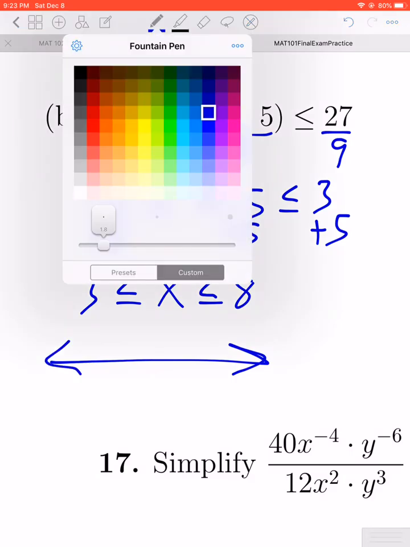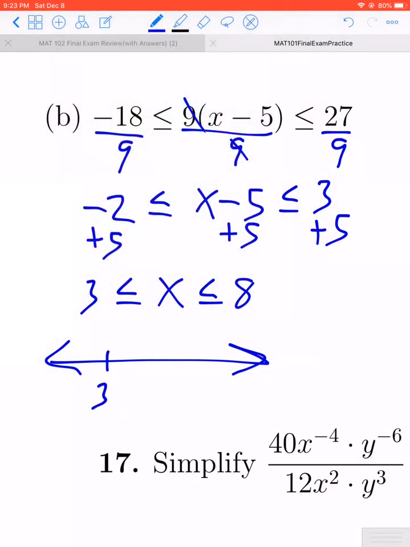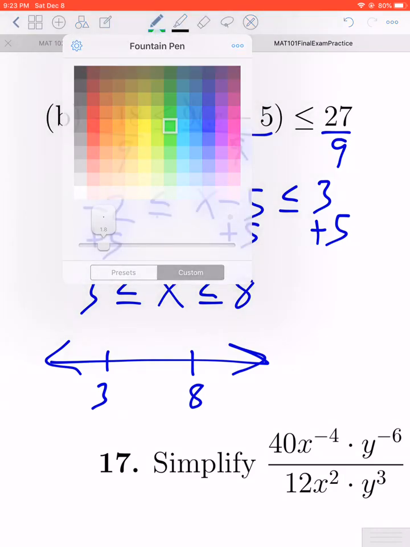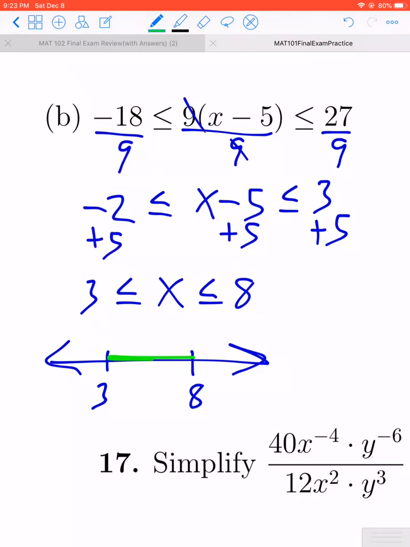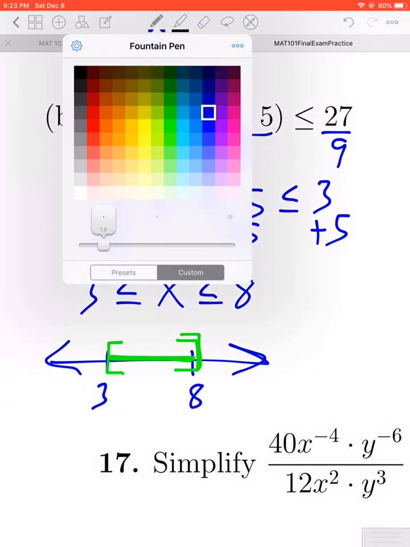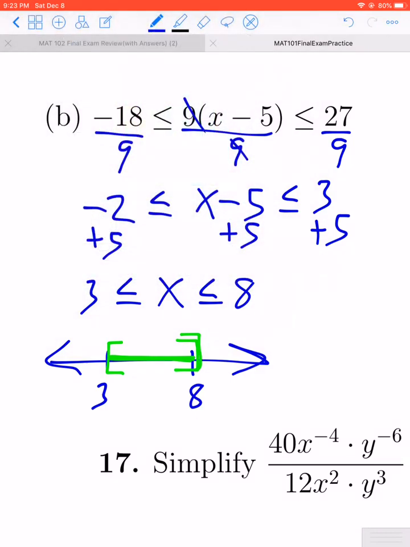We have two values, 3 and 8. 3 is here, 8 would be somewhere to the right of it. We see that our x is sandwiched in between, so we're going to be shading the part that's in between those two numbers. The 3 is going to be included because it's a less than or equal to symbol. And similarly, the 8 will also be included because it's a less than or equal to symbol there. So our final answer in interval notation would be from 3 included up to positive 8 also included.